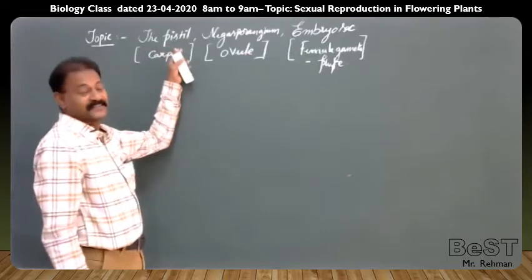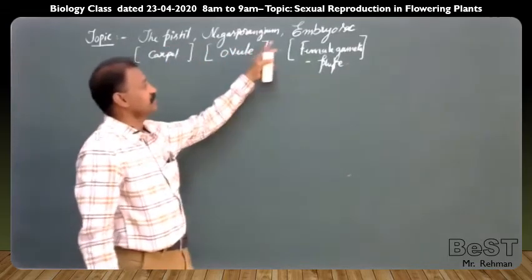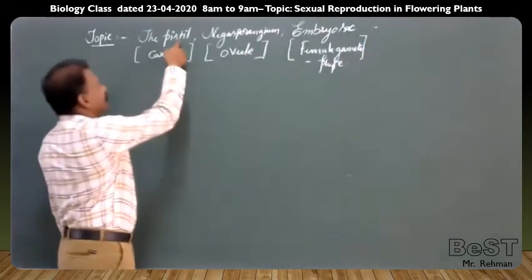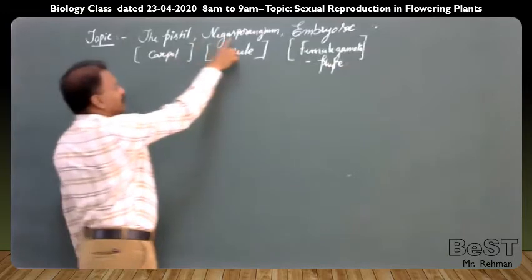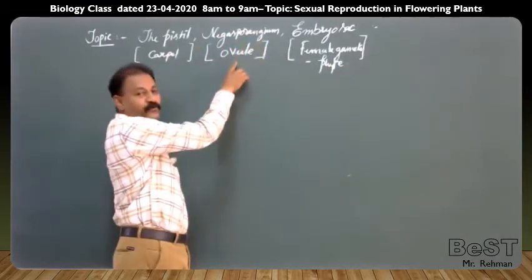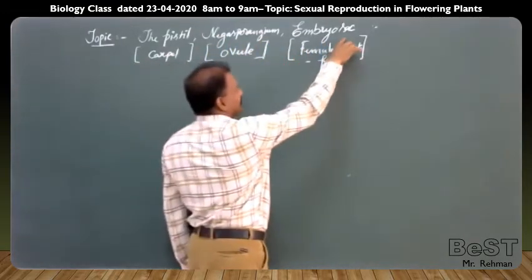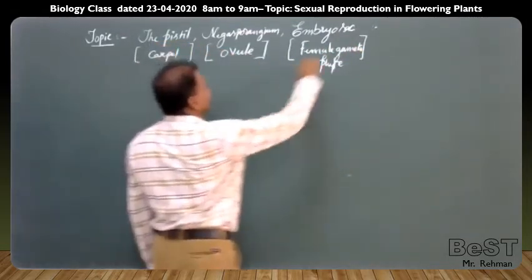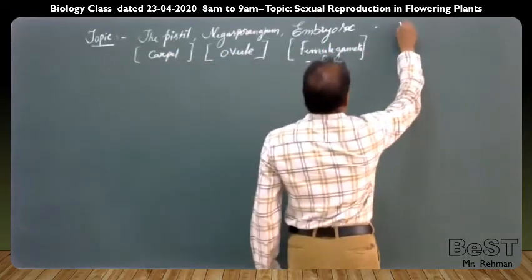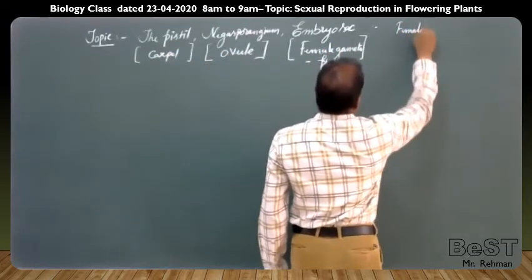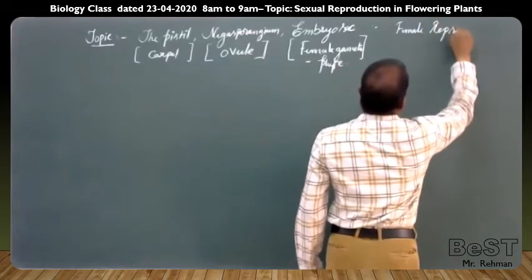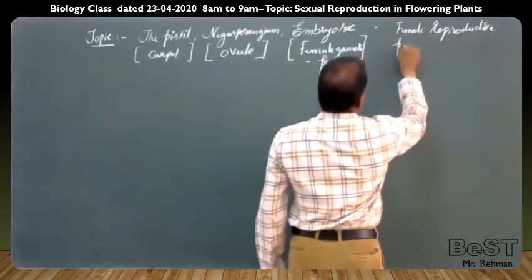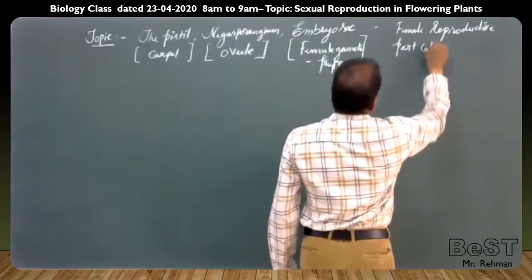Today's topic is the pistil, megasporangium, embryo sac. The pistil, which is also called carpel, megasporangium is nothing but ovule, embryo sac is nothing but female gametophyte. All these structures are associated with the female reproductive part called gynoecium.